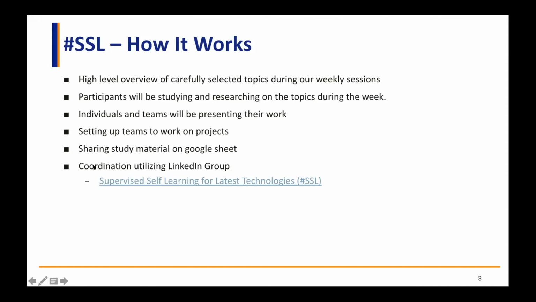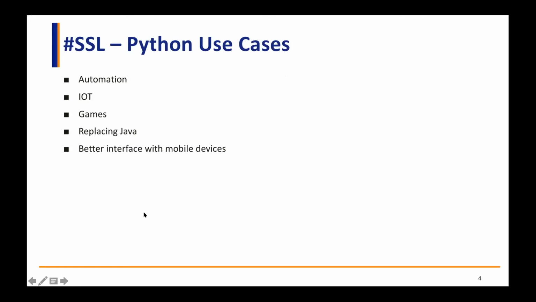Then for coordination, we are utilizing a LinkedIn group. I have created a LinkedIn group, so if you get a chance, you can search for it. There's no link available right now. I know LinkedIn groups are a little underutilized, but we can still do that. If you search for supervised self-learning for latest technology, you will find a group under my name. You can join that, and that way we can communicate. We can open more channels as we move forward, so we know exactly who the folks are in this program and can have closer coordination between teams. We will definitely address those items.